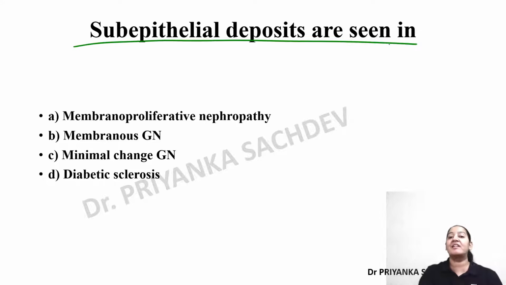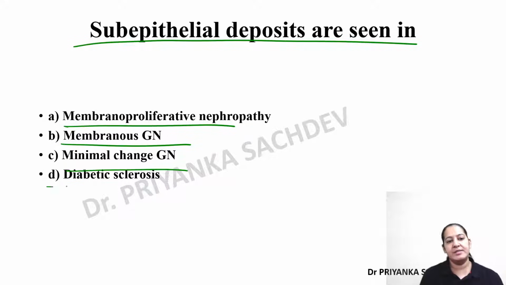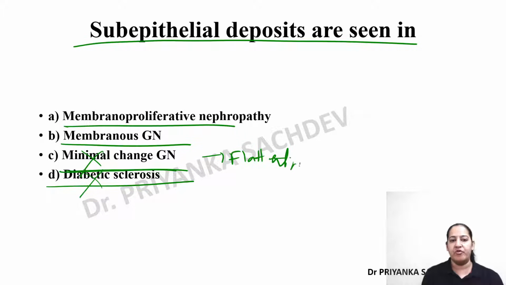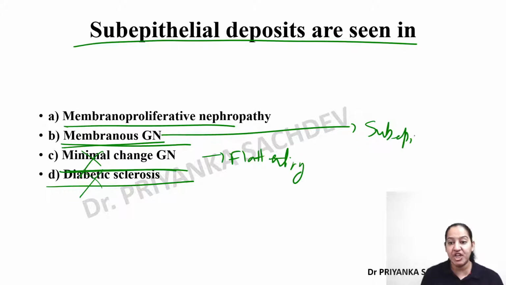Now tell me, where all are subepithelial deposits present? Is it MPGN? Is it membranous? Is it minimal change or is it diabetic? In diabetic, deposits will not come. I will teach you diabetes later on in secondary glomerulonephritis. In minimal change disease, MCD, there are no deposits. There is flattening of the foot process, right? But in membranous, yes, there are subepithelial deposits and the shape of that deposit is spikes. I have told you this peculiarly. So go with A or go with answer B.